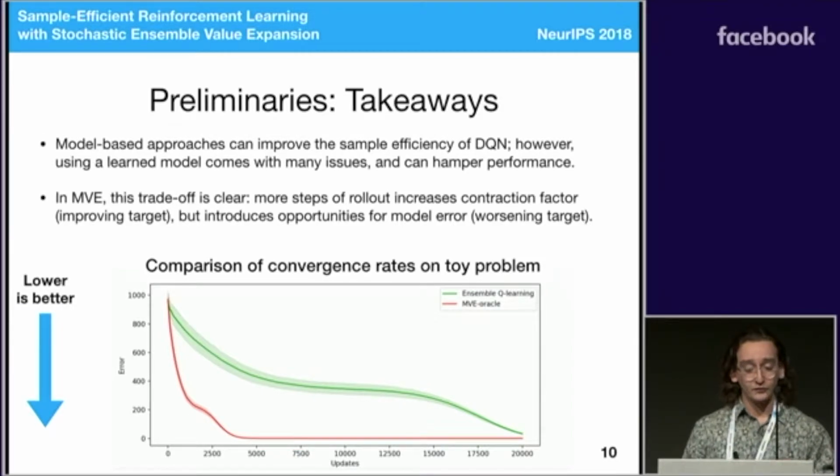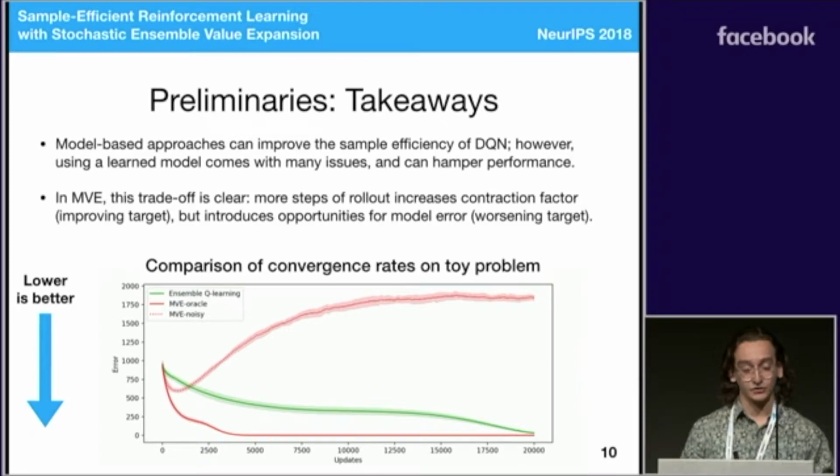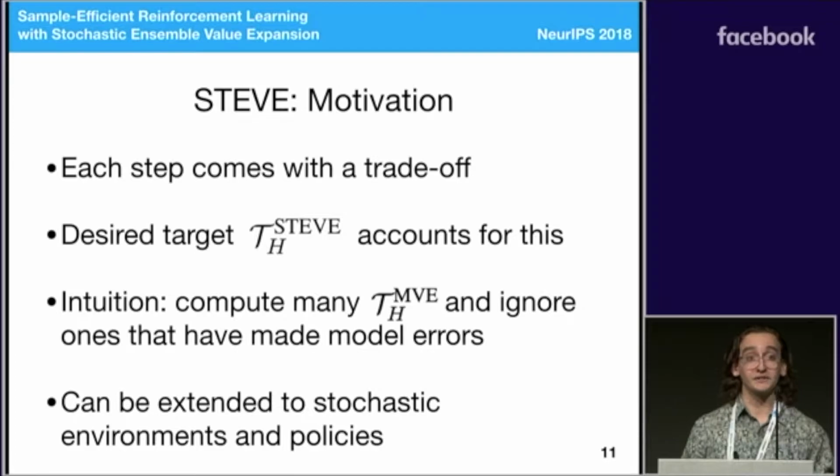However, what if we don't have access to a perfect dynamics model? What if we only have access to a noisy one? This dotted red line shows what happens. Even with a small amount of noise, the model-based approach not only performs worse than the model-free, but actually completely fails to converge at all. Our work on Steve is motivated by a desire to fix this issue.